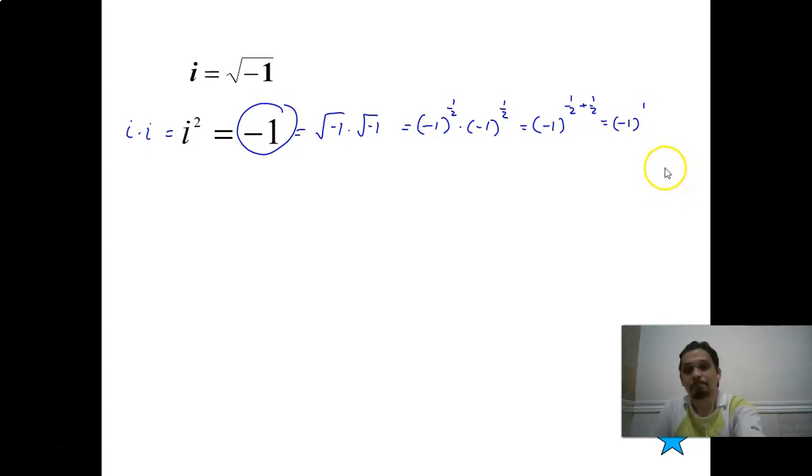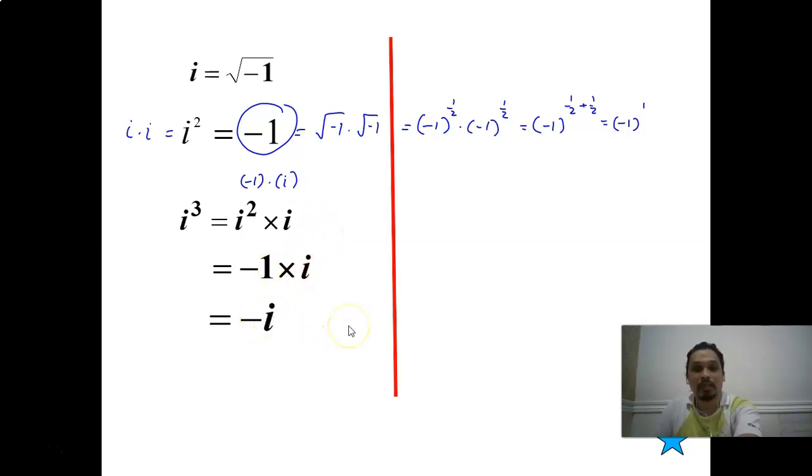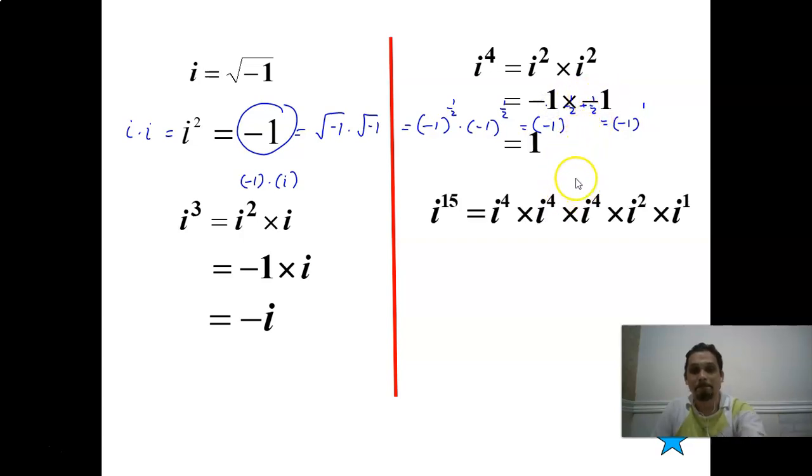Okay. And then i cubed equal to i squared multiplied with i, which is negative 1 multiplied with i, equal to negative i. And i to the power of 4, which is i squared times i squared. Okay, negative 1 multiplied with negative 1 equal to 1. Okay. So what about this one here now?